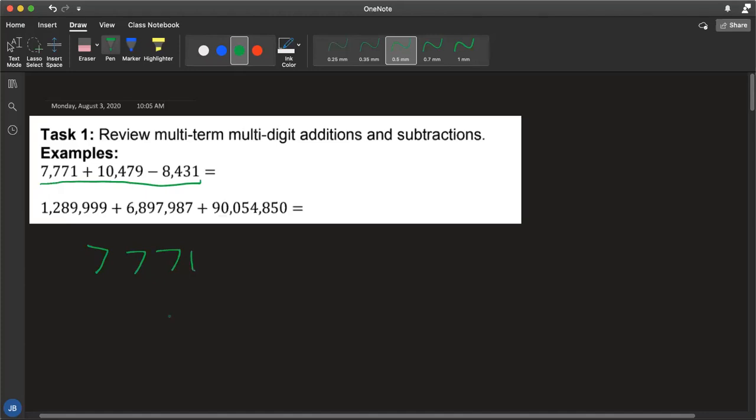So when we're adding, say, 7,771 with 10,000, we want to make sure that we line up our numbers correctly so that our ones are aligned, our tens, hundreds, thousands, 10,000s, and so on and so forth.